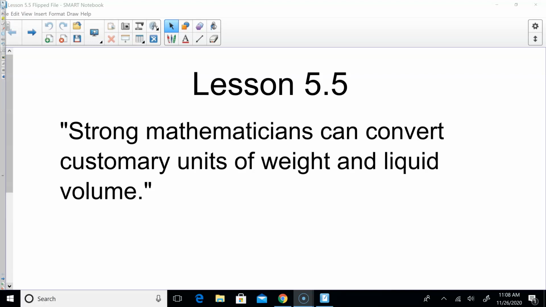Welcome, class, to Lesson 5-5. Today, strong mathematicians can convert customary units of weight and liquid volume. So take out your notebook, your pencil, write down today's date, and let's get started.